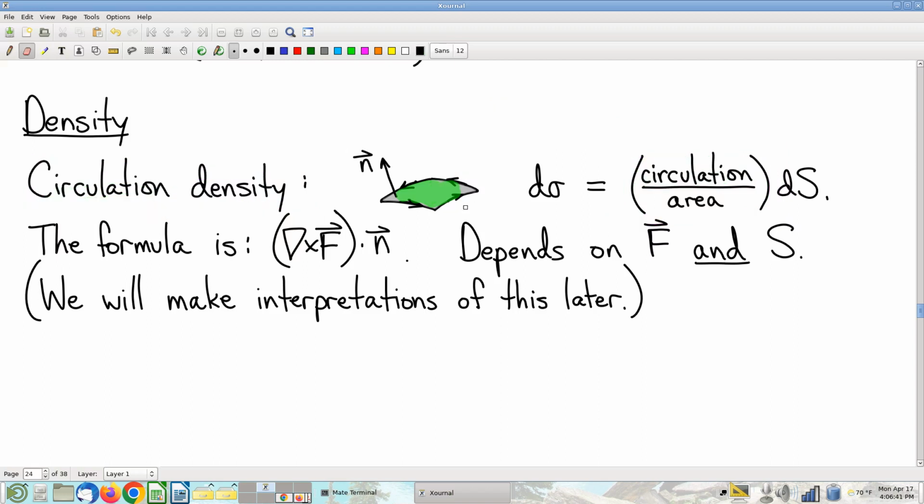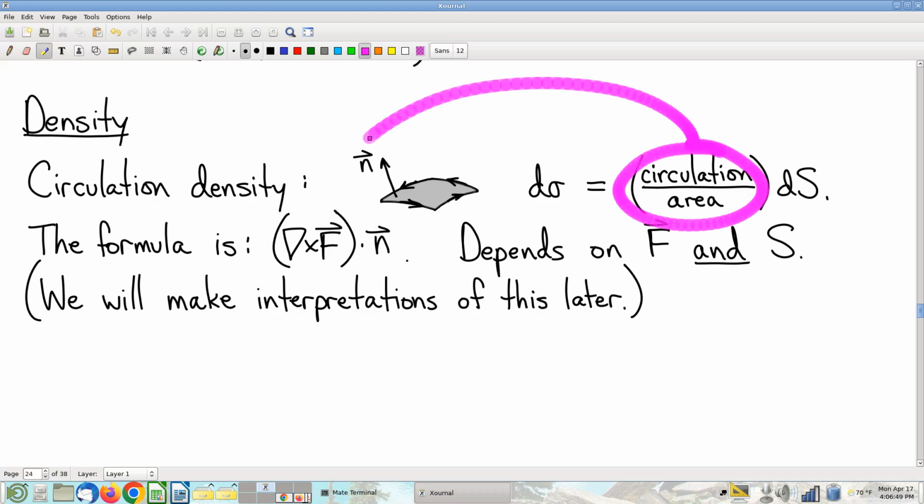Okay, now with that said, here's the formula for circulation density. It's this right here: the curl of the vector field dot the orientation unit normal for the surface. That's the formula. Now, again, I'm not going to compute this, in the same way I never gave y'all an argument in which I actually derived the formula for divergence, and I never derived the formula for Green's operator, et cetera.